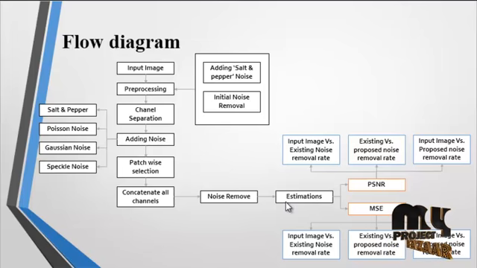In this estimation part, we calculate 2 types of estimations. The first one is the PSNR and the second one is the MSE. The PSNR is abbreviated as peak signal to noise ratio, and the MSE is abbreviated as mean square error. Here we consider 3 types of PSNR estimation and 3 types of MSE estimation. The first one is the input versus the existing noise removal, then the existing versus proposed, then the input versus proposed. So these are the 3 categories of noise removal estimations. Then these values are plotted and shown in the graph.